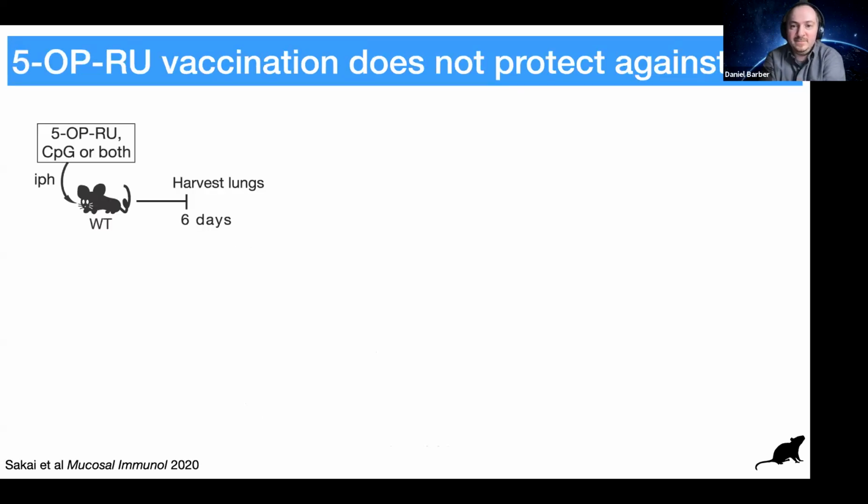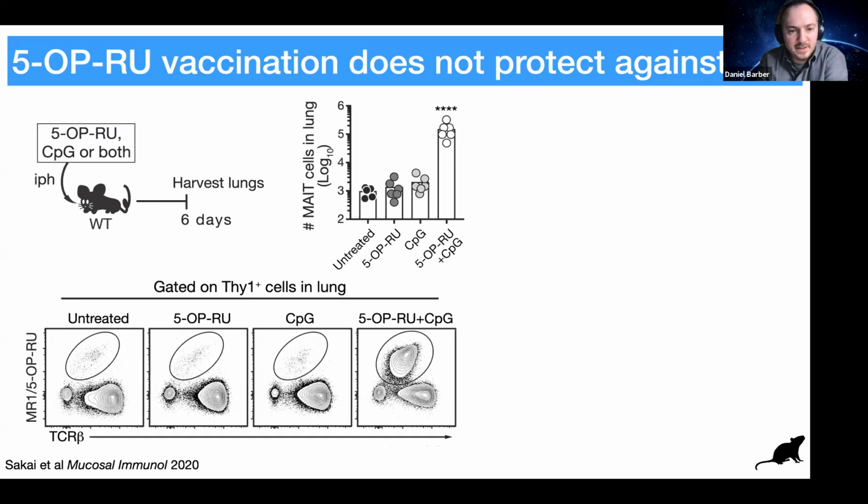So we wanted to ask what if you had a whole crap load of MAITs at the time that you were exposed to TB? So we vaccinated mice for TB, and this has been published by others. You need to mix the adjuvant or the ligand, 5-OP-RU is the TCR ligand, with an adjuvant like CpG.